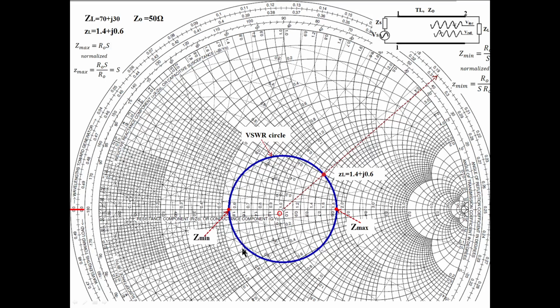What is the resistance value? You take the resistance circle passing at this position, that is here, this is a resistance circle. Okay, this resistance circle is passing. What is that value? 0.6 here, the 0.6 resistance circle is passing.